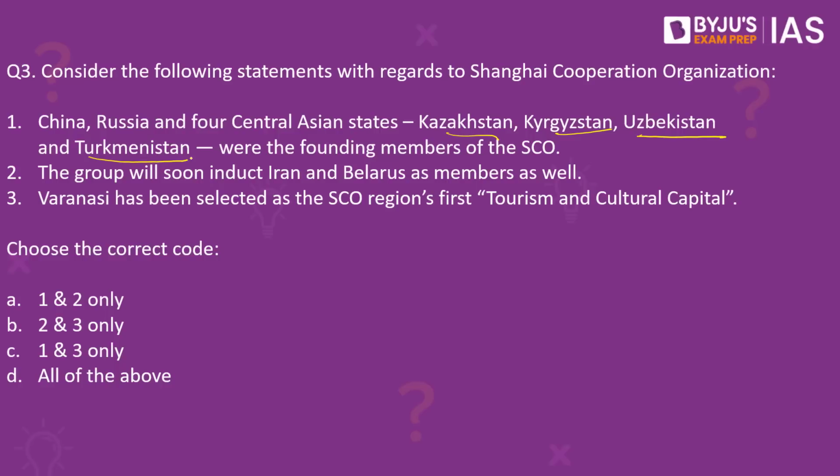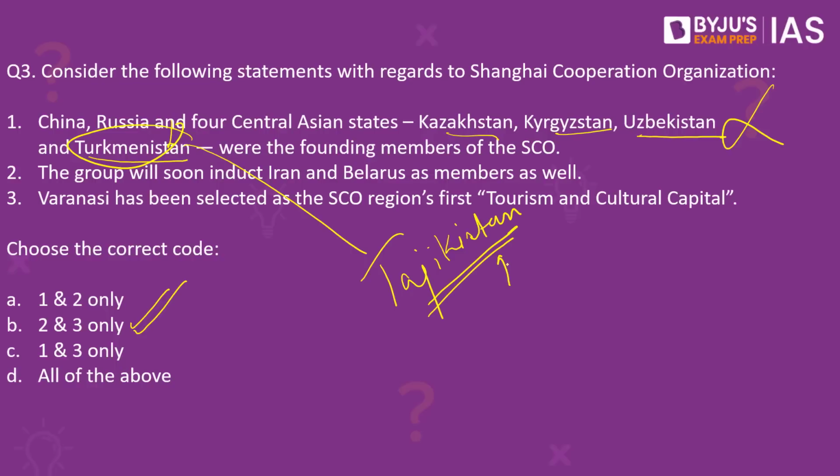Now, this seems like an easy question to answer, but it can be tricky with respect to the specific names of the nations. The correct answer here is B. 2 and 3 are correct. The first statement is wrong because the fourth Central Asian nation here is not Turkmenistan, it is actually Tajikistan. So there were 6 founding members, China, Russia and 4 Central Asian nations, but the fourth one is not Turkmenistan but Tajikistan. Second and the third statements are correct.